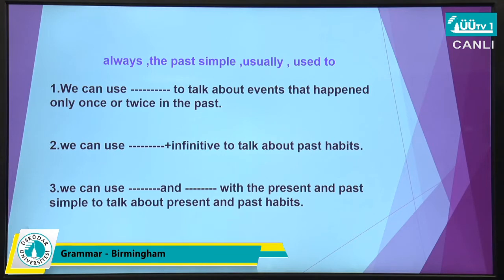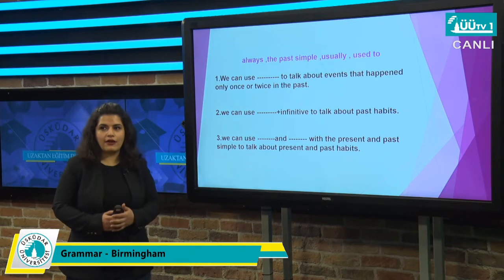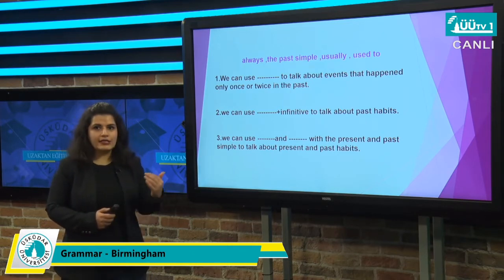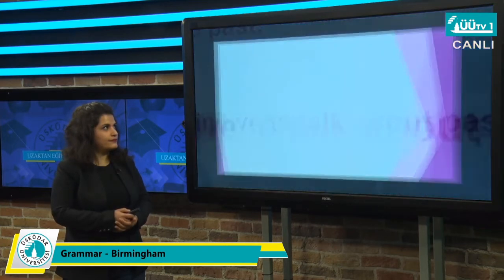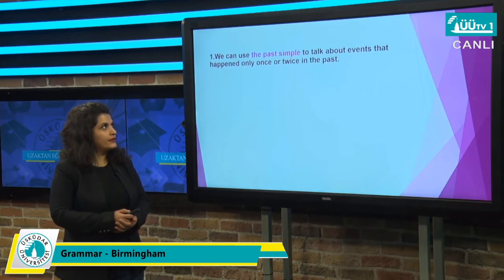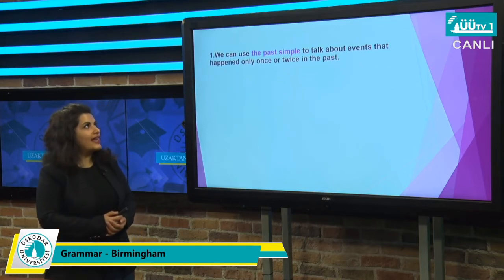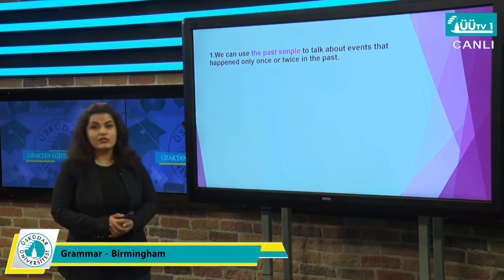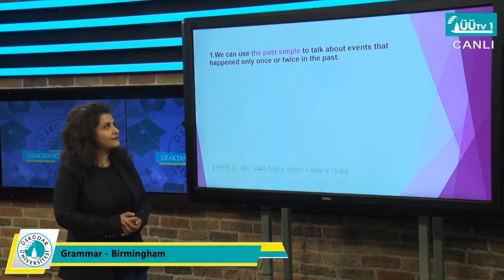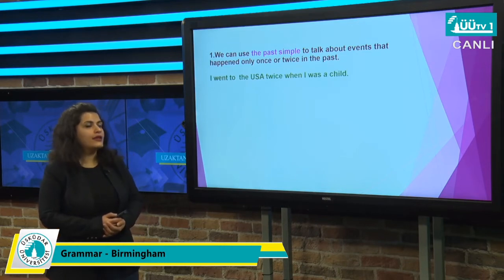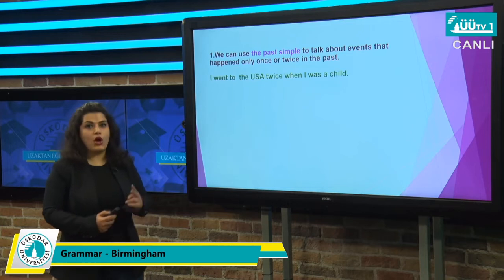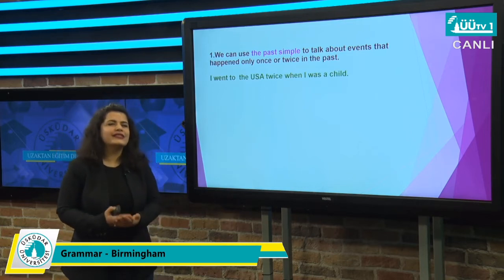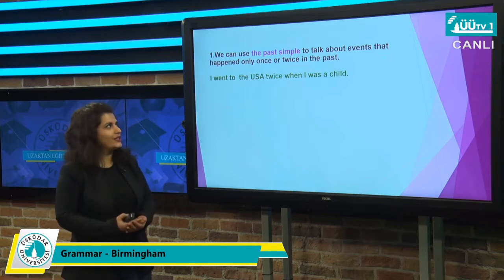Okay, I'm pretty sure that you have answered the questions correctly and completely. So let's go over the answers. For number one, we can use the simple past to talk about events that happened only once or twice in the past. So let's check an example. I went to the USA twice when I was a child. I told you we can use simple past about the things that we did in the past once or twice. Here you can see the word twice, so it's clear.